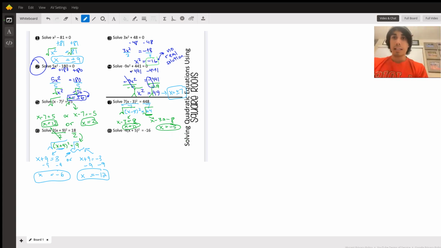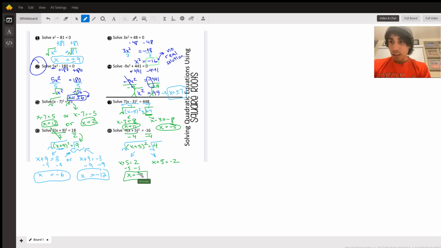All right, 1 more, and then that's going to be it for the notes. Same steps. Step 1, divide out that number in front. So divide both sides by negative 4. So you'll get x plus 5 squared equals 4. Step 2, take a square root. Step 3, split it into 2 different equations. So you're going to get x plus 5 equals positive 2, x plus 5 equals negative 2. And then solve for x. Subtract 5 on both sides, you'll get negative 3. And then subtract 5 on both sides over here, and you'll get negative 7. And those are your 2 solutions.